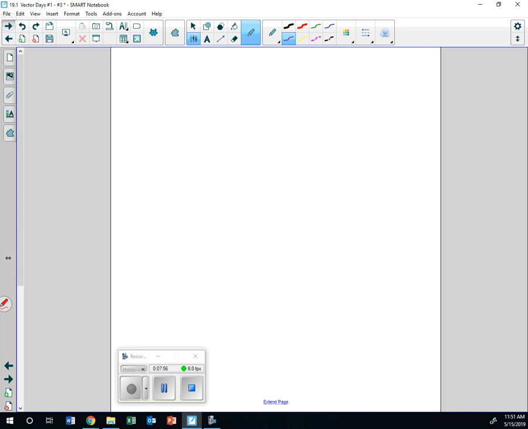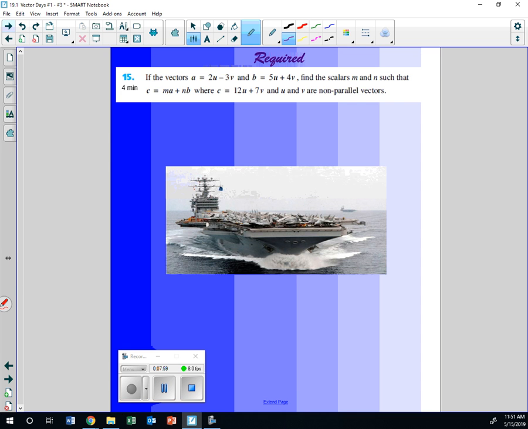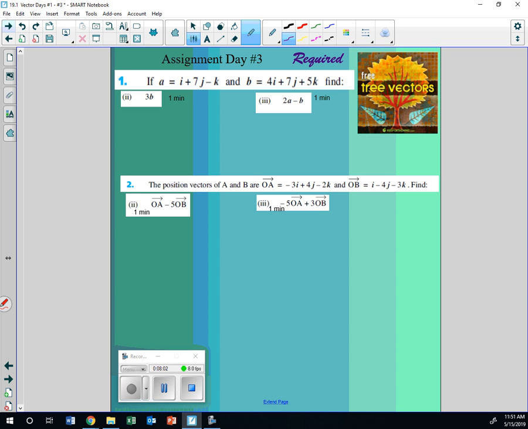That's it. So for homework, we're going to go to day 3. And the first ones, you're just going to say, oh, okay, A here is, put it in a column vector form, 1, 7, negative 1. And then you can figure out what B is going to be, right? B is going to be what? Just shout it out. B is 4i plus 7j, so we just put 4, 7, and 5. There you go. Okay. And then you just do what it says, 3b, 2a minus b. Do the same with these.